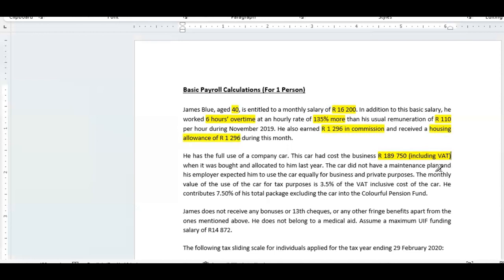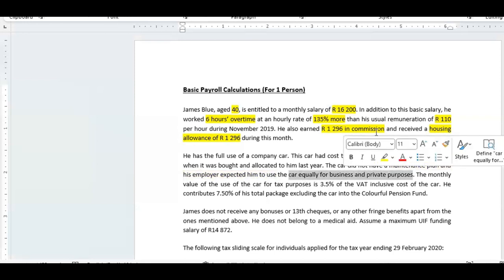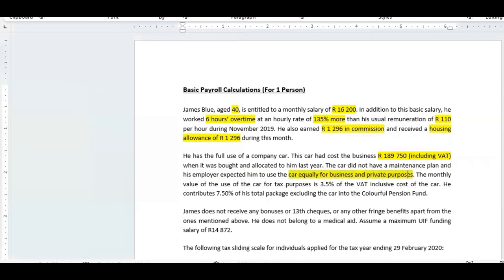The car did not have a maintenance plan, and his employer expected him to use the car equally. He's using the car equally for business and private purposes. Okay, so let me do that again. He's using the car equally for business and private purposes. That means, of course, that he is using it less than 80% for business purposes, and therefore 80% of this benefit will be taxable.